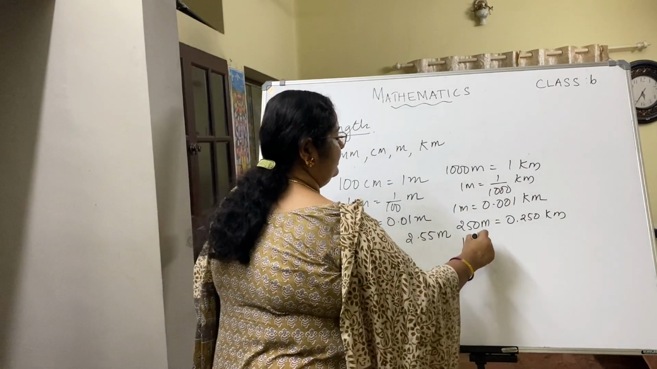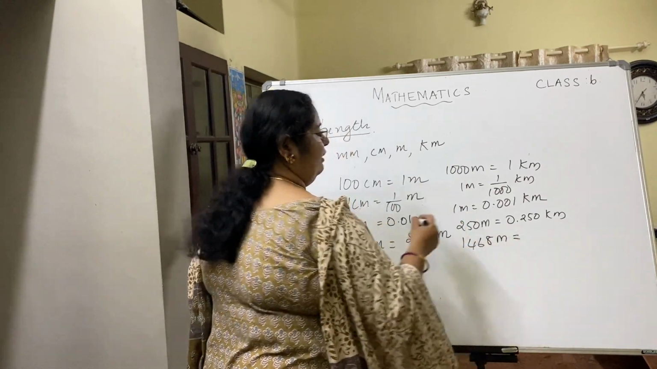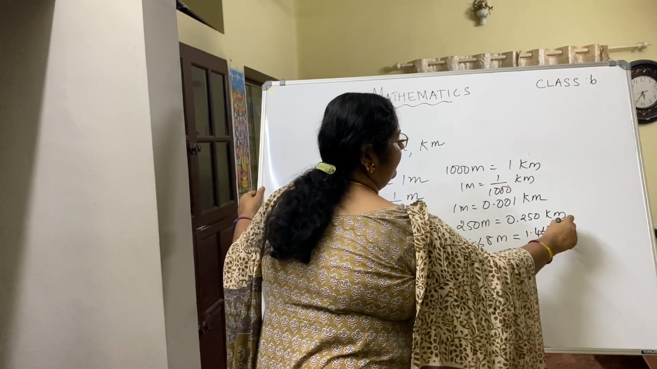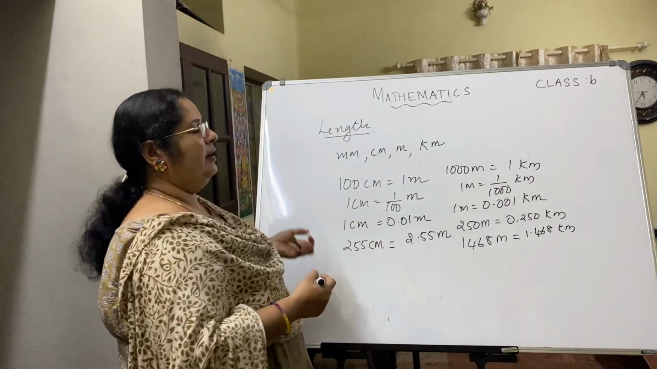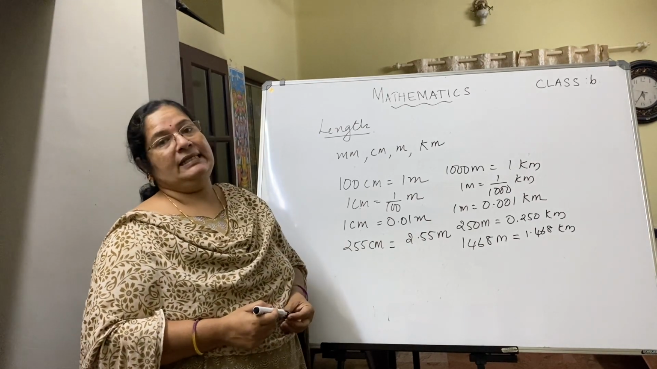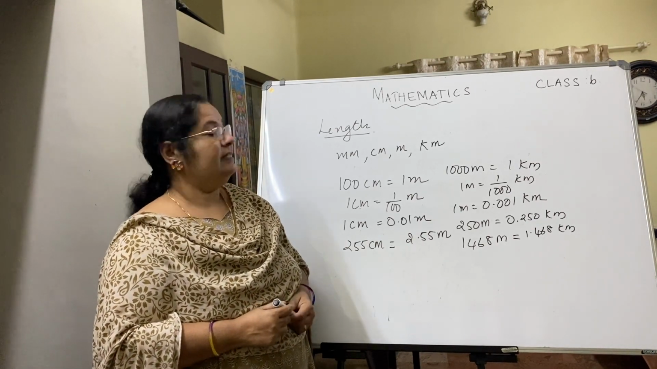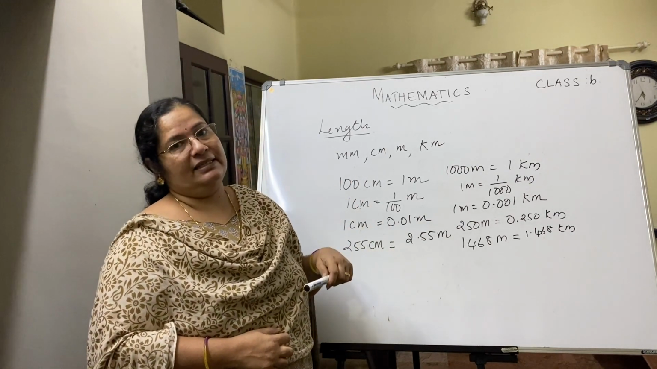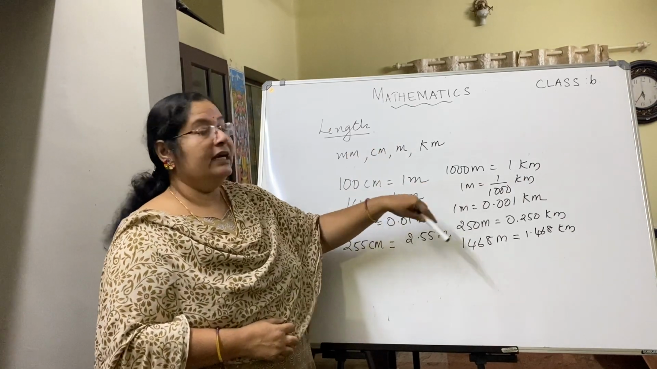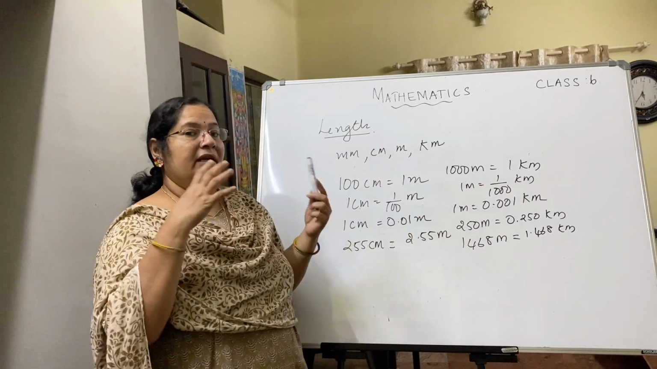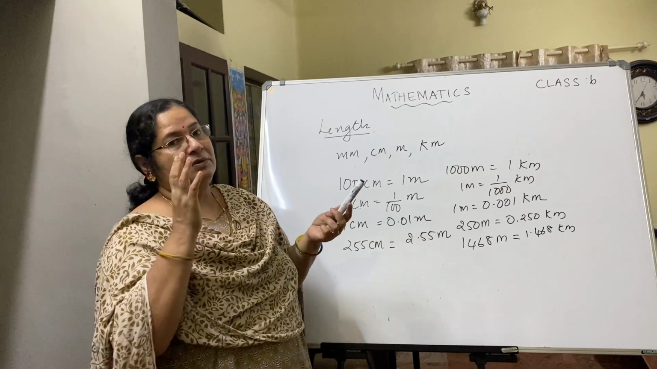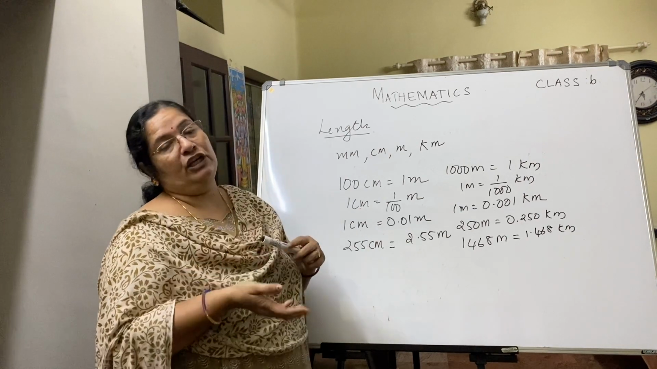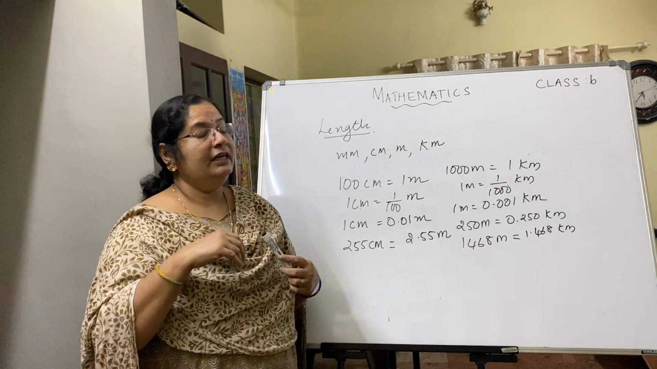or say 1468 meter. 1468 meter will be how many kilometers? 1.468 kilometer, or 1 kilometer and 468 meters. So hope you have understood these conversions. You have to keep in mind the relation between each unit, between millimeter and centimeter, between centimeter and meter, and between meter and kilometer. If you know that, it's very easy for us for the conversions.